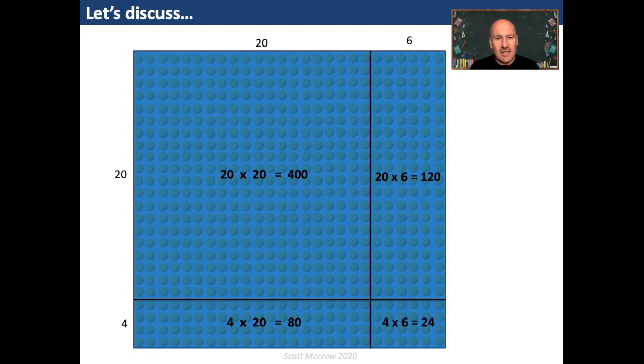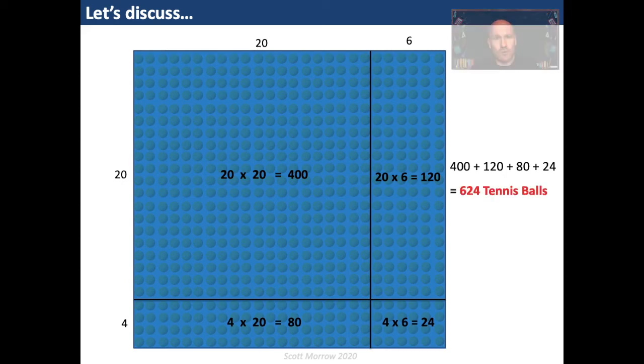So you can see we've got an array where there's 400 tennis balls, one that's got 80, one that's got 120, and one that's got 24. All that I have to do now is add those together. 400 plus 120 is 520, plus 80 gives me 600, plus 24 gives me 624 tennis balls.